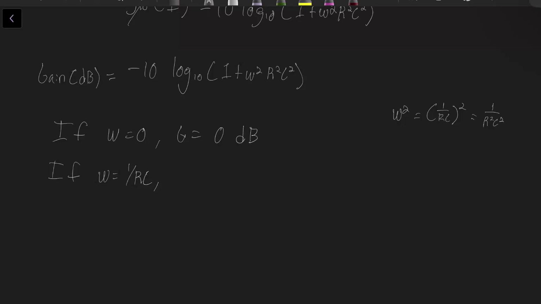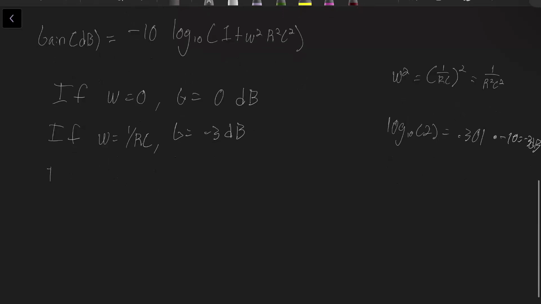What is log base 10 of 2? Let's plug it in the calculator here. Log base 10 of 2 is equal to 0.301, right? We multiply that by our negative 10. That's where our negative 3 decibels come from, right? So our gain at our cutoff frequency is negative 3 decibels.